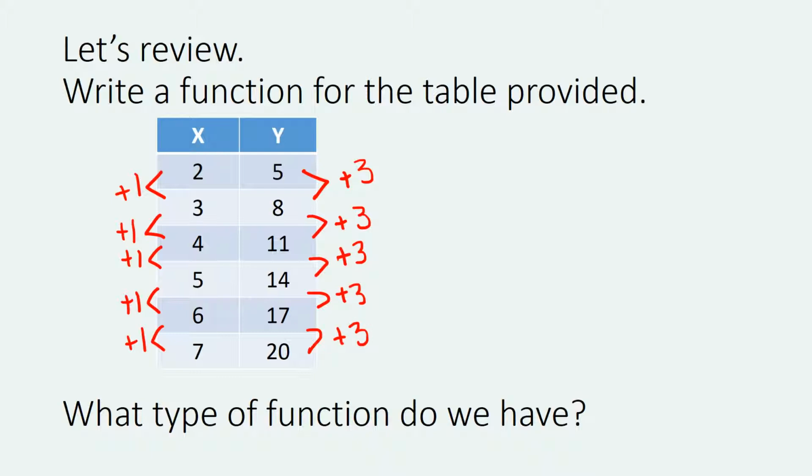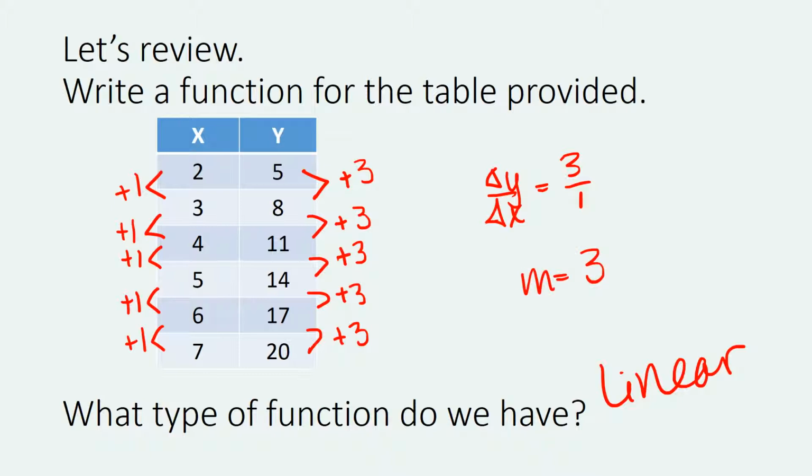So when this happens, if you're adding or subtracting a constant number, a number that's the same every single time, the type of function that you have is linear, or it's going to be a line, because our change in y over the change in x is going to be 3 over 1. So I have a constant rate of change, or slope, of 3.